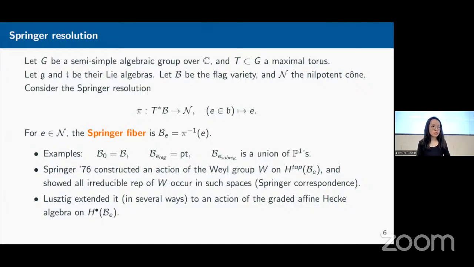And moreover, he showed that all the irreducible representations of W can be realized in such spaces. So this now goes under the name Springer correspondence, and it's an important example of realizing representations by geometric methods. And then in 88, Lusztig extended this action to an action of the bigger algebra, the graded affine Hecke algebra.